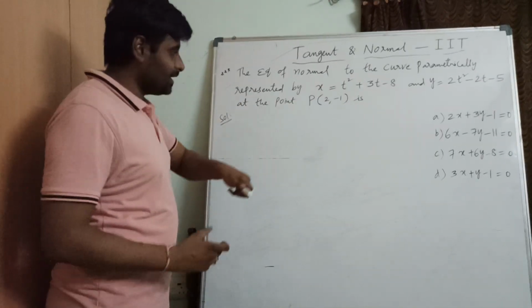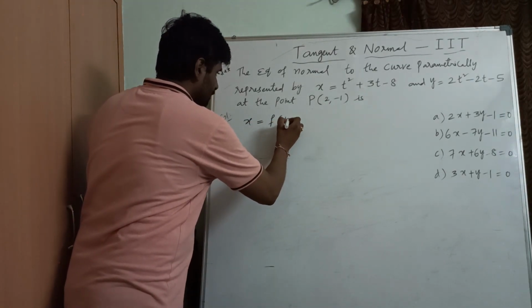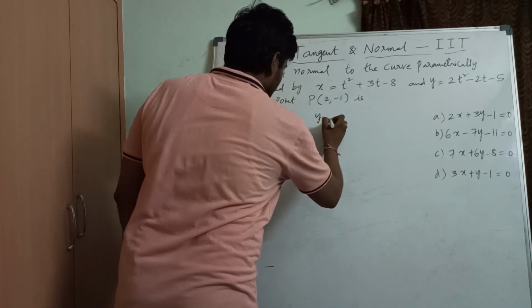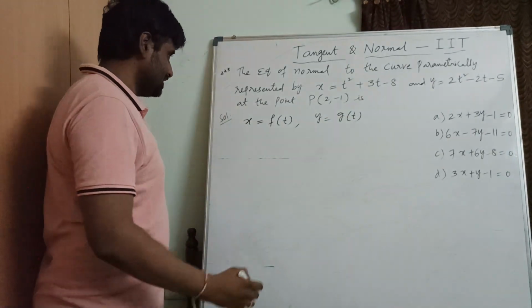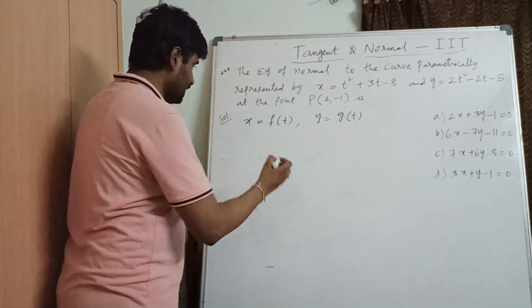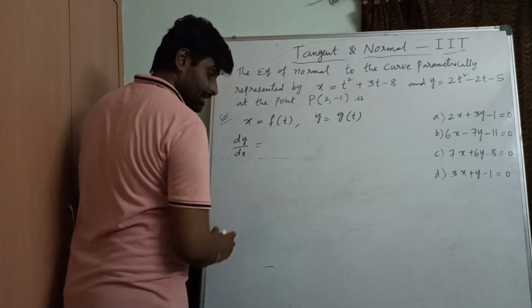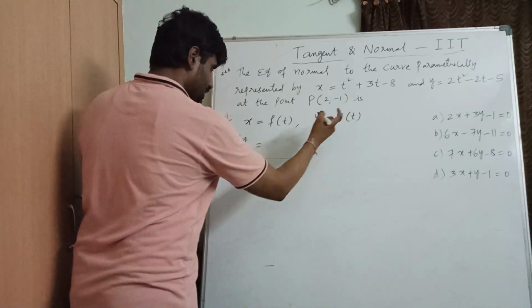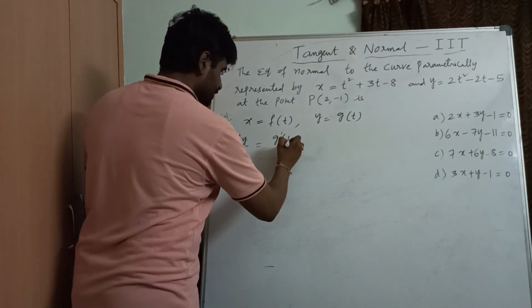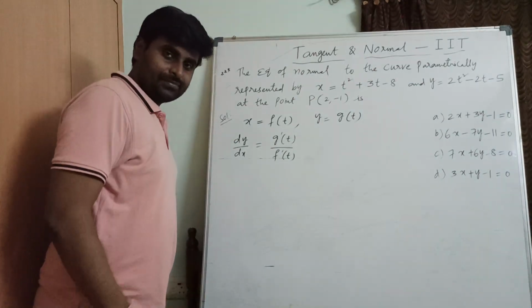Whenever a curve is given in parametric form, like x equal to f of t, y equal to g of t, how can we find dy by dx? Generally we need to find dy by dx, correct? By using the parametric form, as we learnt in class 11: dy by dt divided by dx by dt, which means g dash of t by f dash of t. We have discussed this already, correct?